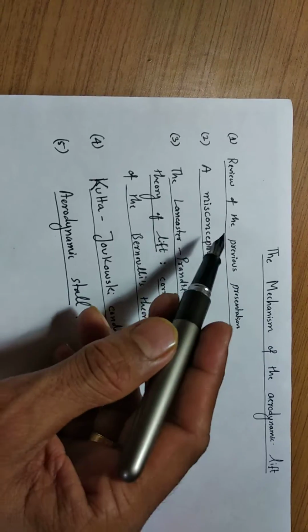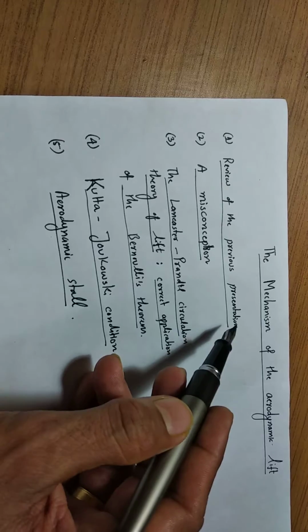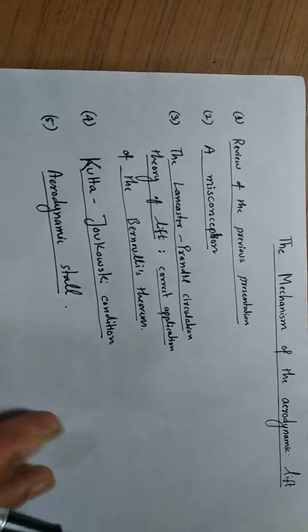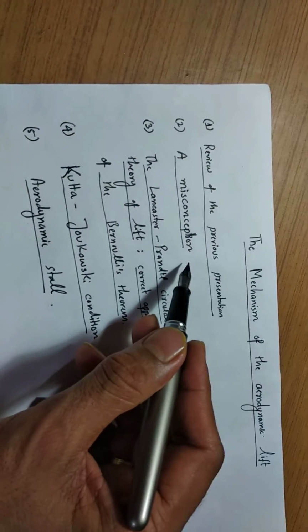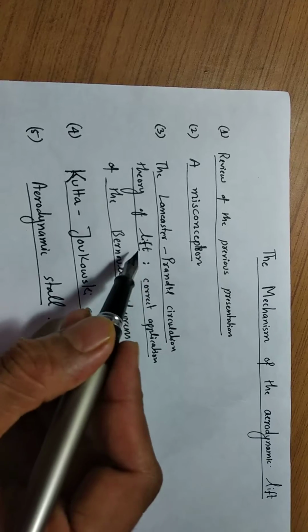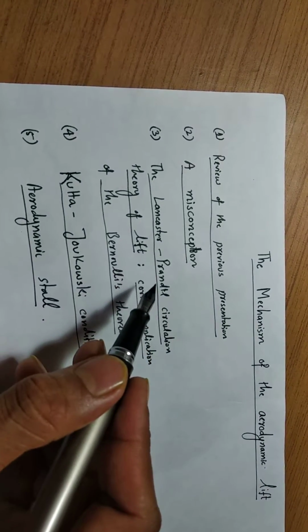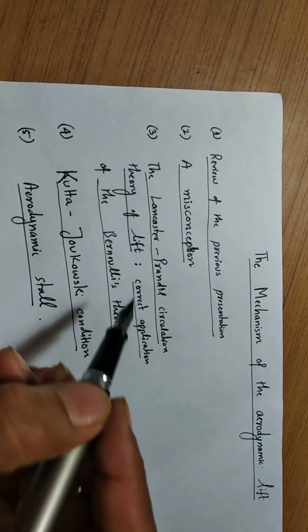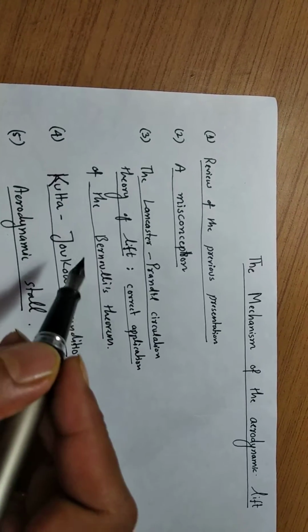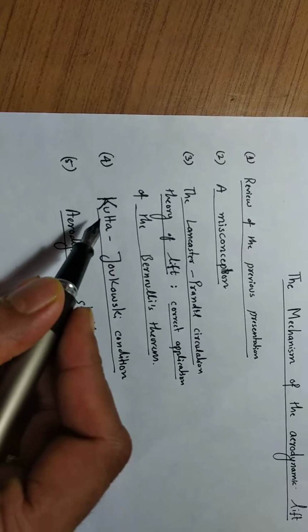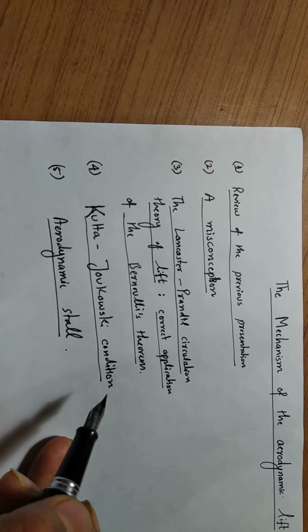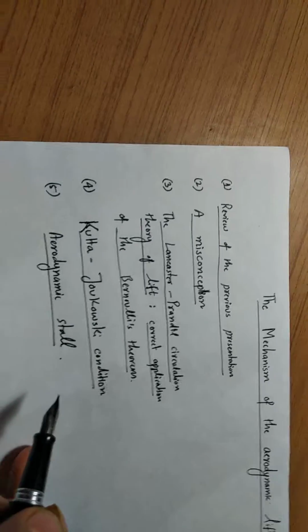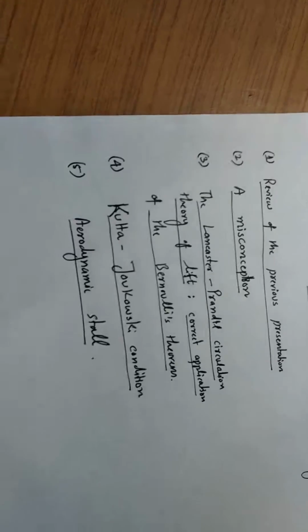So what we are going to do is first review the previous presentation, and then I will discuss a misconception in the literature about the application of Bernoulli's theorem, which is very important. And then we will discuss the correct theory of the aerodynamic lift, which is called the Lancaster-Prandtl theory, also called the circulation theory of the lift. And then we will also discuss the Kutta-Joukowski condition, which is the must condition for a smooth flow over the airfoil. And then we'll also discuss a little bit about the aerodynamic stall. So let us review first what we have learned last time.